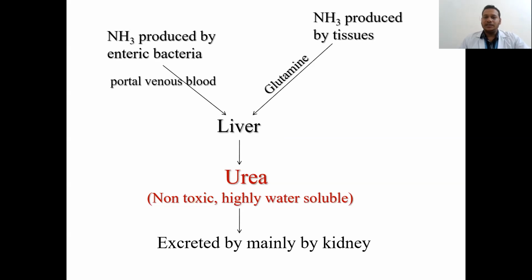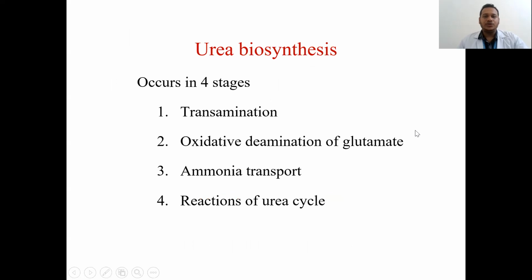to the liver, and the ammonia produced in tissues as glutamine is released in the liver. In the liver it gets converted into urea, which is non-toxic and highly water soluble, whereas ammonia is toxic and cannot be released by the kidney. So after formation of urea, the non-toxic substance is excreted mainly through the kidney in urine. Urea biosynthesis occurs in 4 stages.